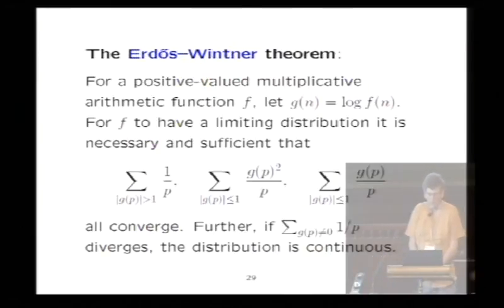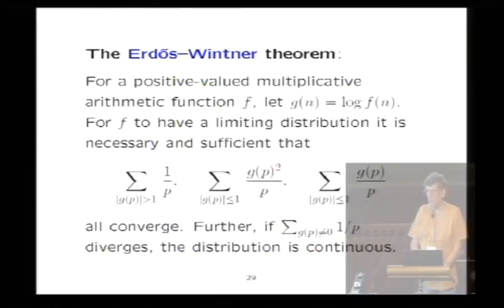So we start with a multiplicative arithmetic function f. You should think of f being sigma of n, the sum of the divisors of n, or f being phi of n, Euler's phi function, or something like that. And now we look at its logarithm. The logarithm of a multiplicative function is an additive function. So here we have this g of n. It's now a real valued additive function.